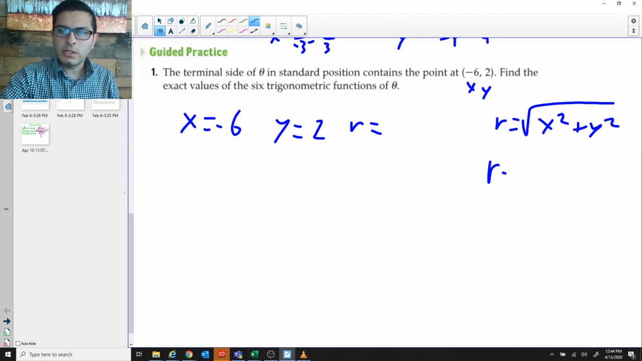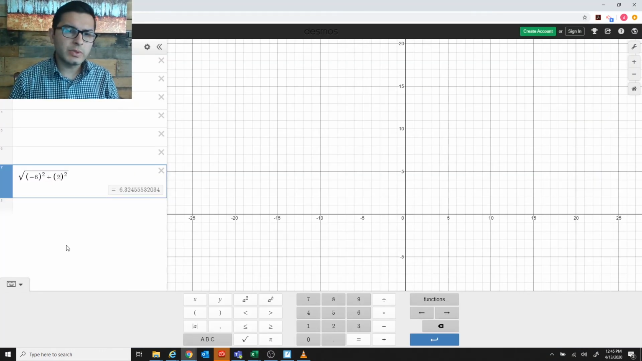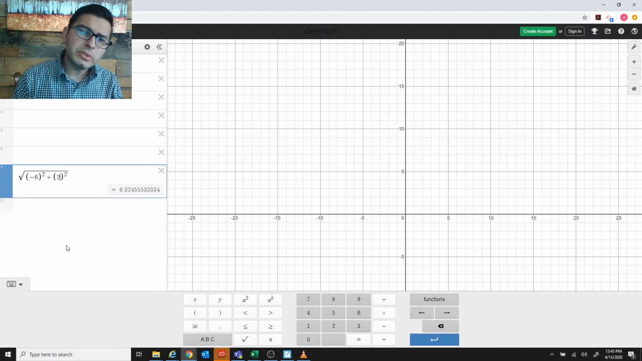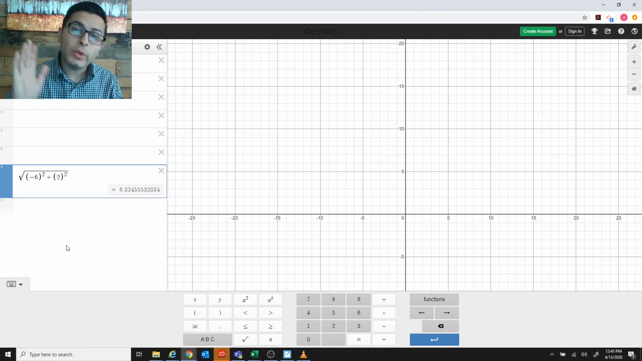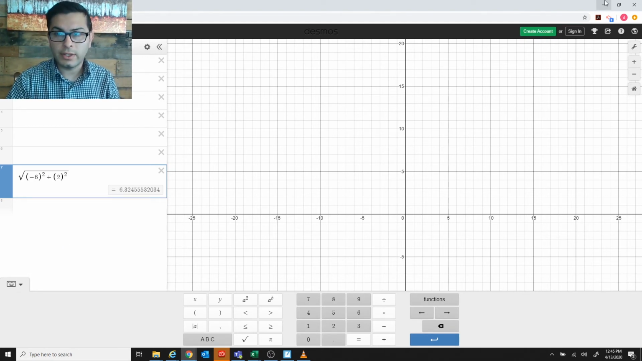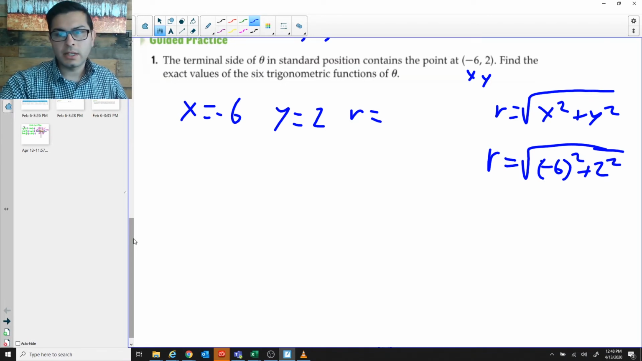So that's going to be r equals the square root of -6 squared plus 2 squared. Throwing it into our Desmos, we see that we have a weird decimal thing. So we're going to have to solve this a little out by hand, which is okay. Don't get too afraid of it. We have done this before in mathematics.